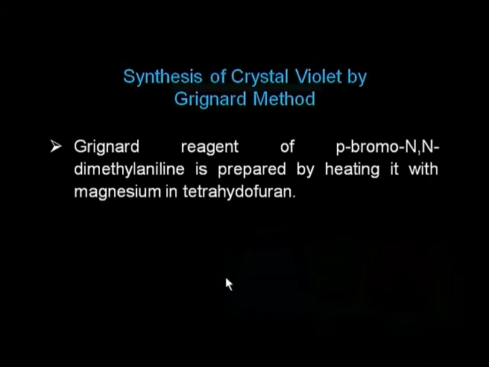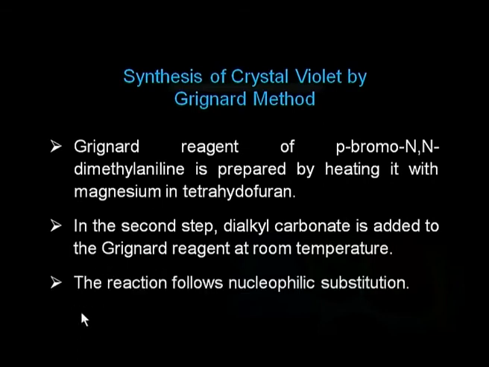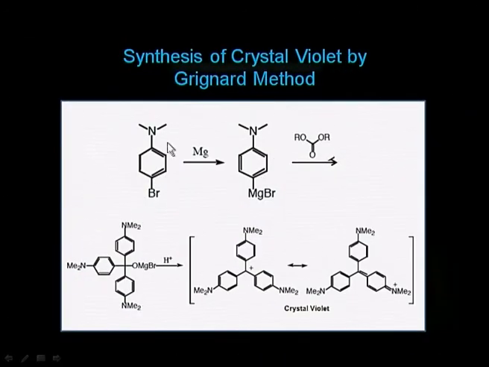Crystal violet can also be synthesized by Grignard method, in which Grignard reagent of para-bromo N,N-dimethyl aniline is first prepared, and then in the second step it is treated with dialkyl carbonate at room temperature. The reaction follows nucleophilic substitution reaction. Here you can see again this is N,N-dimethyl phenyl bromide converted into corresponding Grignard reagent, and which is reacting to form this crystal violet.